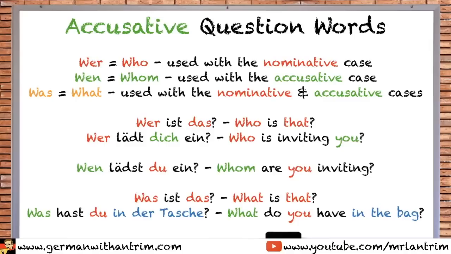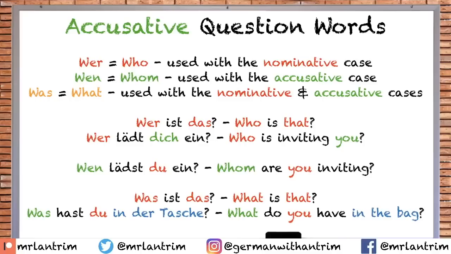Now, reverse the exact same idea. If du is the subject of the sentence, du lädst, if you are using this as a question, you're asking, whom are you inviting? Wen lädst du ein? Whom are you inviting? Wen lädst du ein?